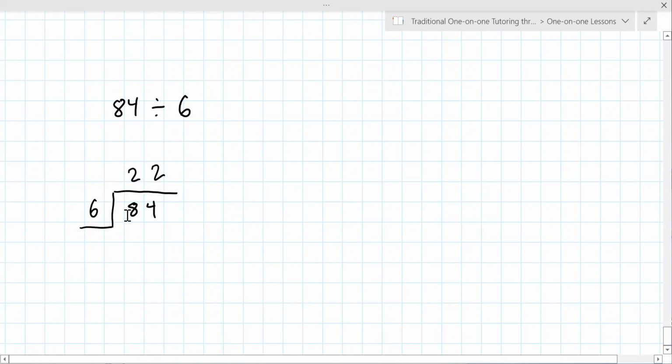6 does not go into 8 two times. It actually only goes in one time, because 1 times 6 is 6, and 2 times 6 is 12. So 1 times 6, and then you subtract, and 6 goes in 4 times. Okay. I appreciate you trying.